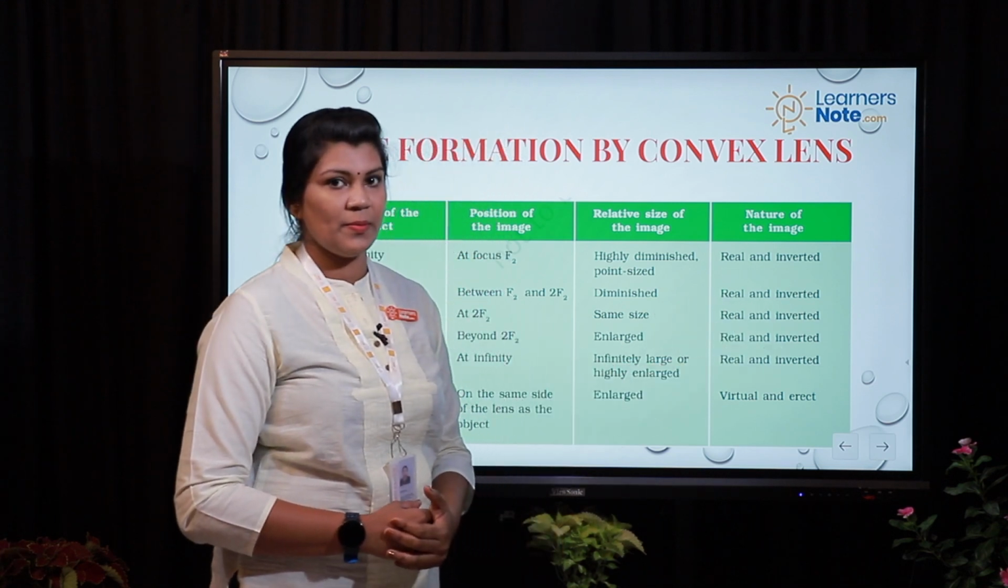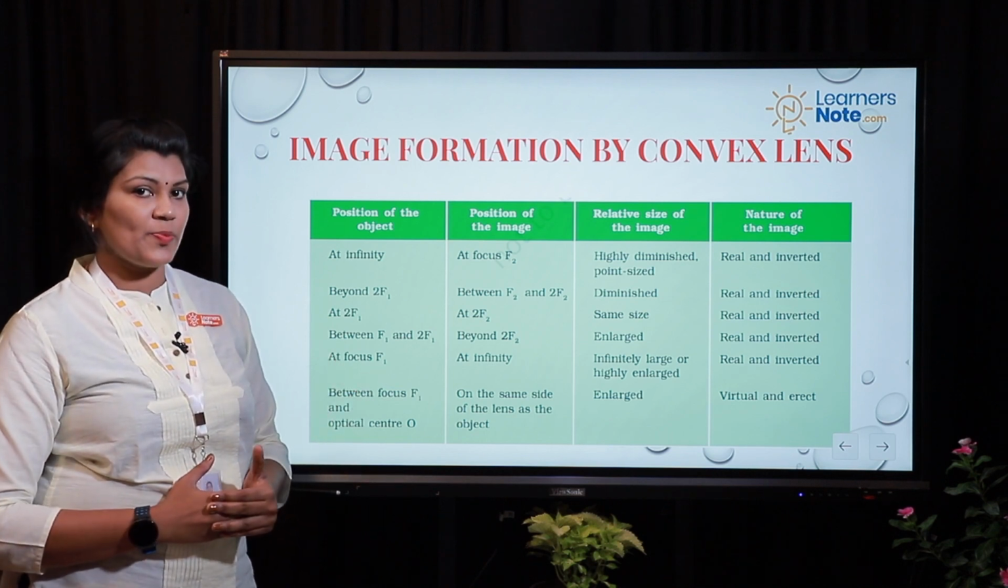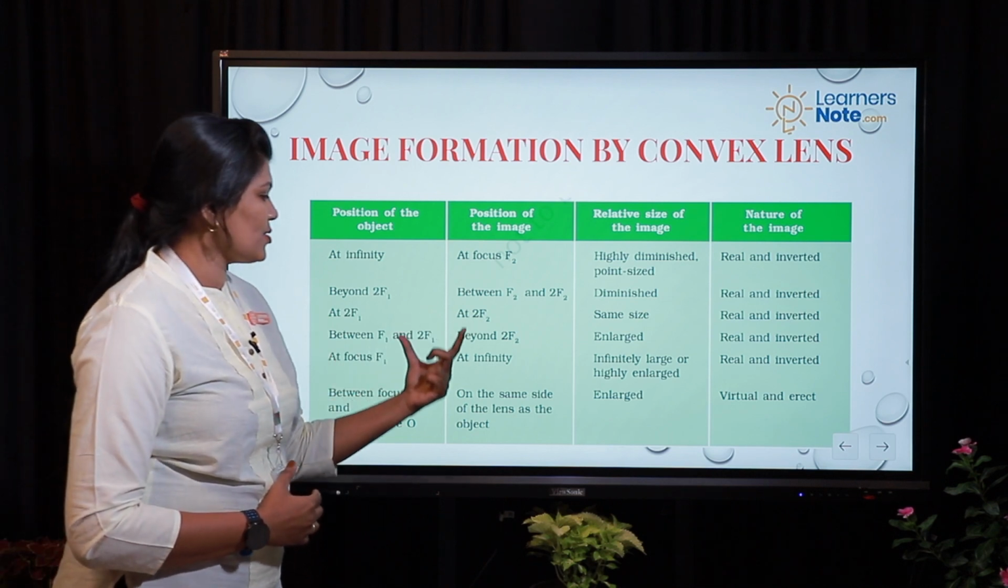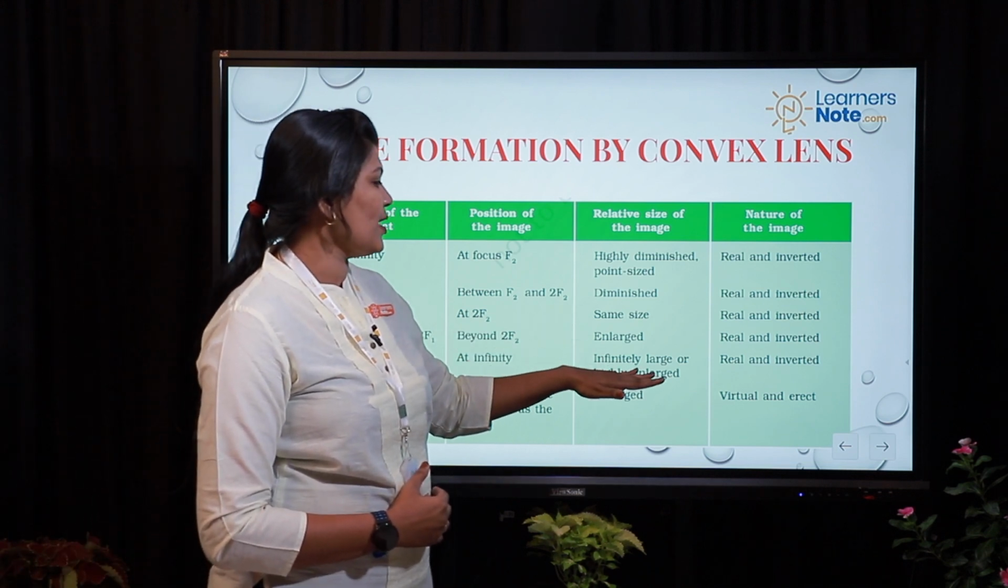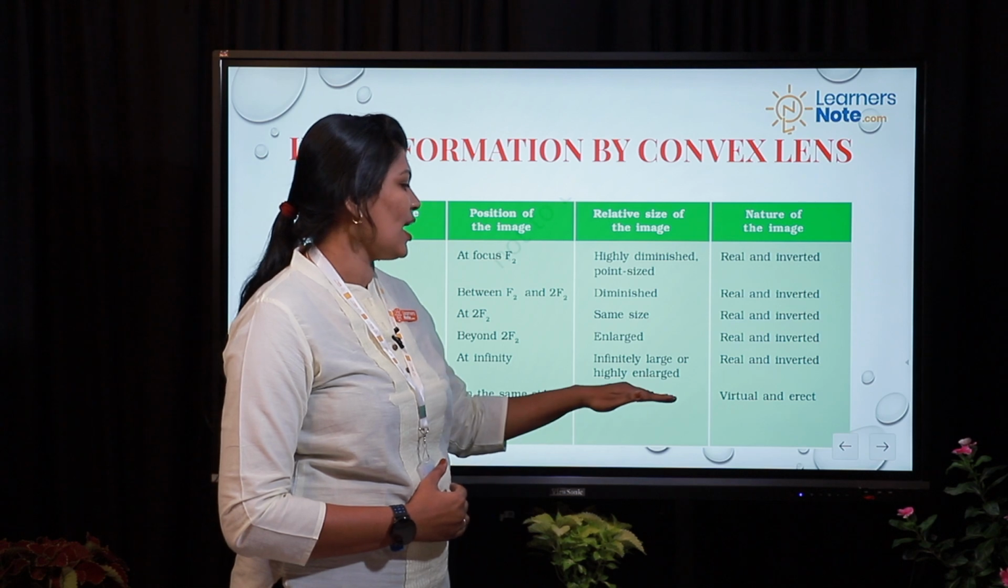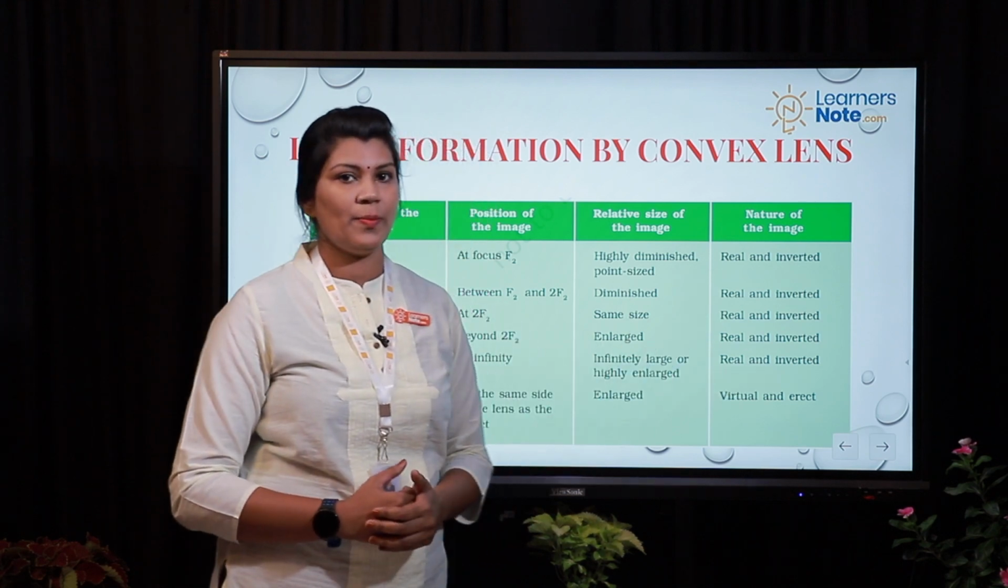It will be real and inverted. In the next case, if the object is at focus point f1, the image will be formed at infinity and the size will be infinitely large. It will be highly enlarged, and it will be real and inverted.